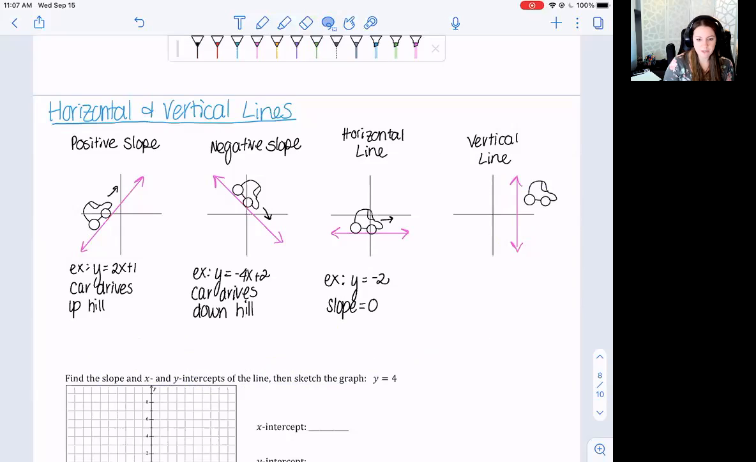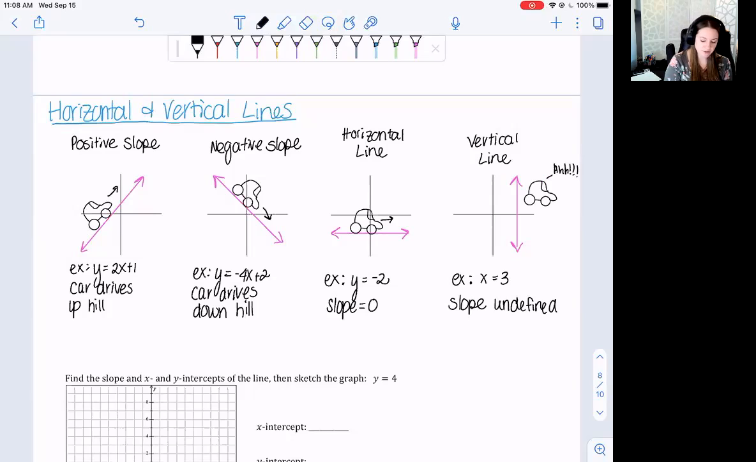With vertical lines, we run into a bit of an issue. Tiny bit of an issue in that the car can't even drive on a vertical line. A vertical line is something of the form x equals a number. So there's no y's involved at all. It's x equals a number. And the slope of a vertical line is undefined. Undefined, because the little car can't drive on that line at all. So its slope is undefined.